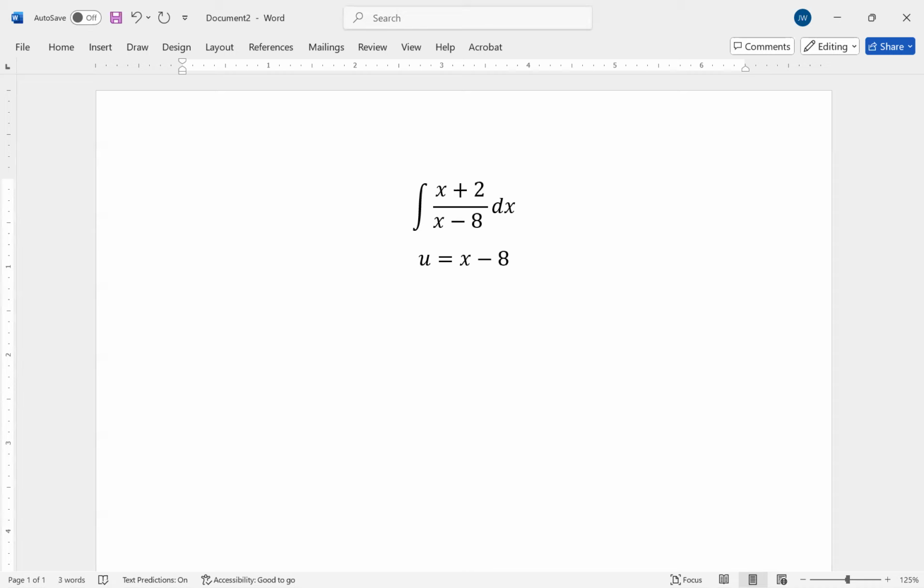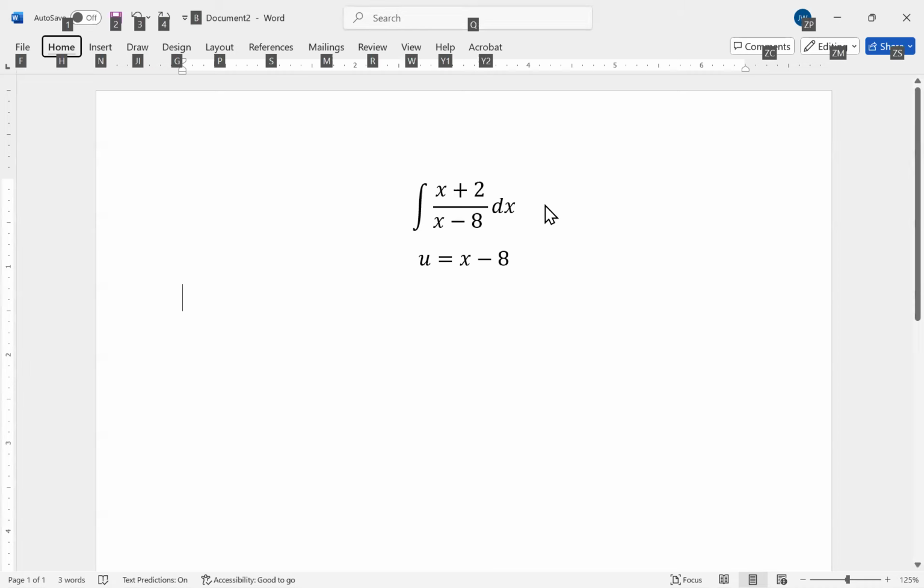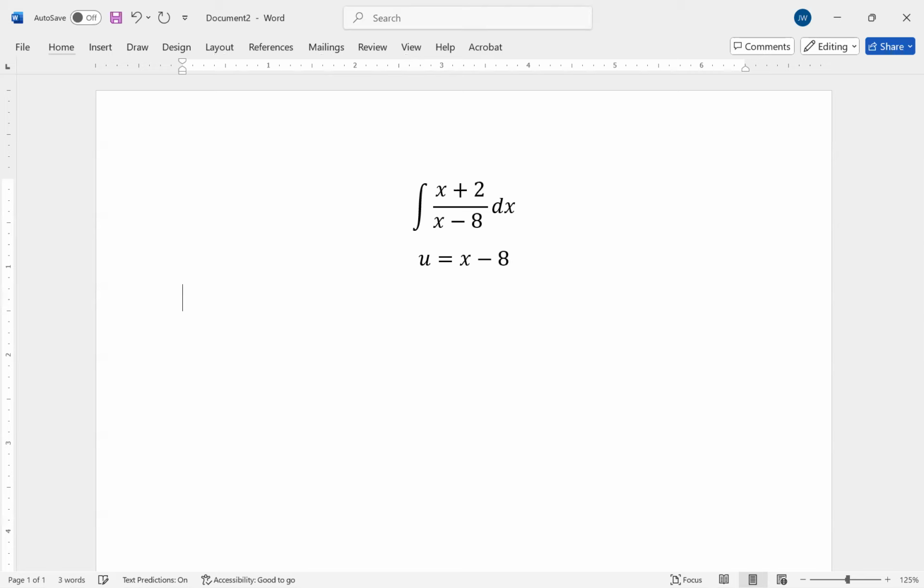Now, before I move on, we're also going to need something else. Because when I take the derivative with respect to x, I'm just going to get 1. Derivative of x minus 8 with respect to x is 1. So my differential exchange is du is equal to dx. That's the easiest differential exchange there is. Just replace the dx with the du.